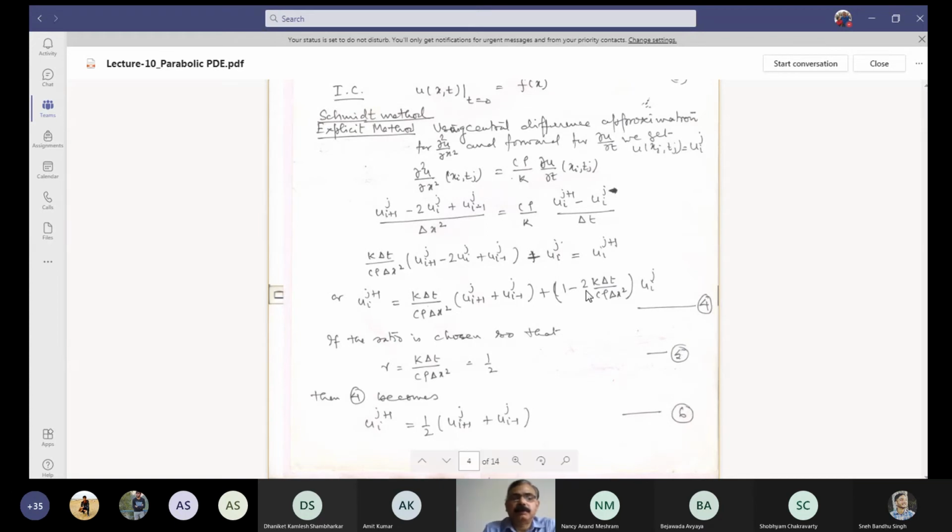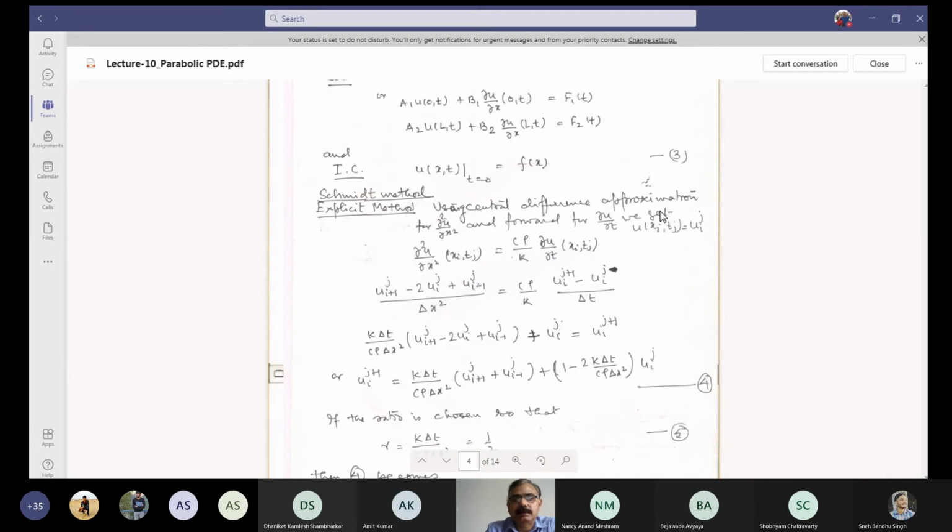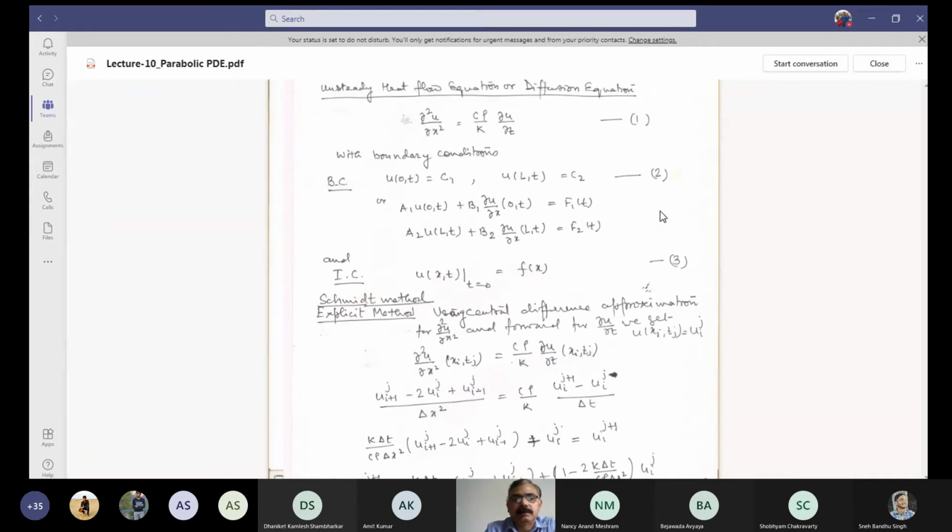And the form of the equation you may see of this type, that del 2u by del x square equal to some constant into del u by del t. Normally this is a positive constant, so all these constants are positive. Del u by del t appears because it depends on the time, because it is unsteady heat flow, right? So with the time it changes. That's the reason this del u by del t is also appearing in the equation.